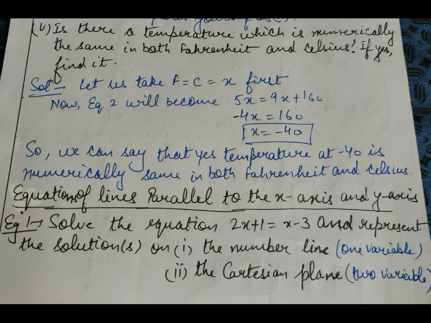Now come to the next topic, that is, equations of lines parallel to the x-axis and the y-axis. An example on the basis of this topic is: solve the equation 2x plus 1 is equal to x minus 3 and represent the solution on the number line first and then on the Cartesian plane. You can get the question like that, to represent the solution in one variable and in two variables. If it comes in one variable, then you have to represent it on the number line, and if it comes in two variables, then you have to represent it on the Cartesian plane.